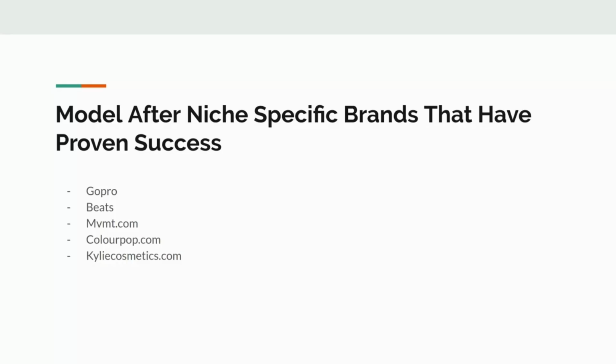To me, ColourPop is along the same lines. I've heard of it before because it's a Shopify store, but it's not a household brand to me. Kylie Cosmetics, I guess, is kind of in between the two, in my opinion. I know of Kylie Cosmetics simply because who doesn't know of the Kardashians? But the last three, MVMT, ColourPop, and Kylie Cosmetics, are examples of smaller, more niche specific brands that you could model after as well if you were in those niches, or find ideas that are similar to that.